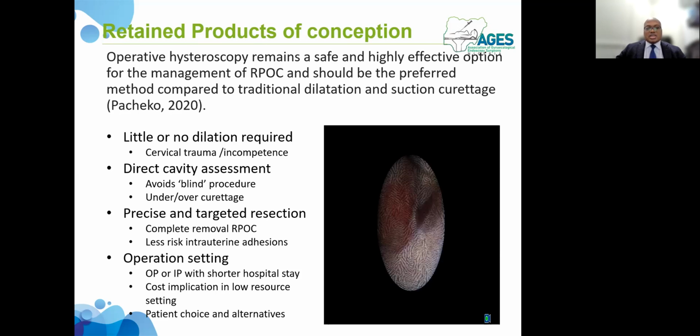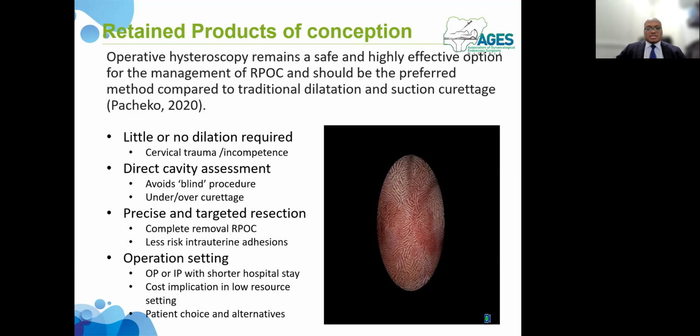It allows for direct cavity assessment, therefore avoiding blind procedure and under or over curetted endometrial lining. It allows for precise and targeted resection, and as such, complete removal of retained product of conception. And there's less risk of intrauterine adhesions, which can affect fertility.